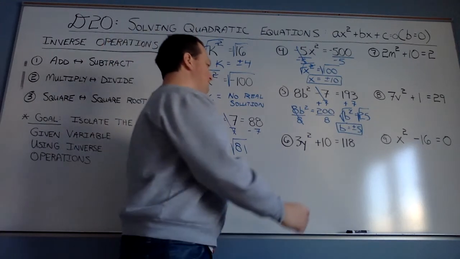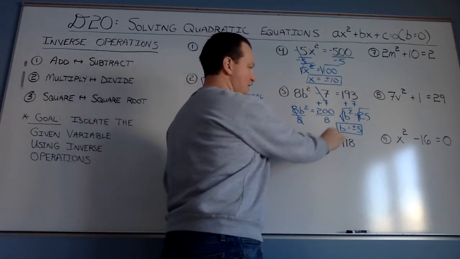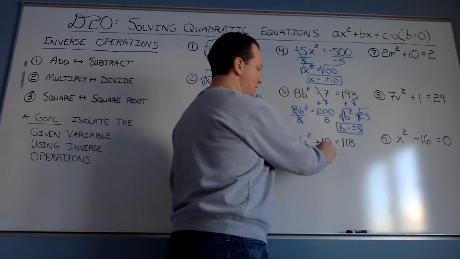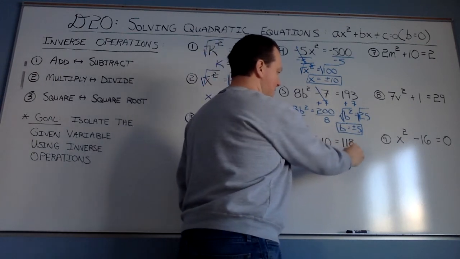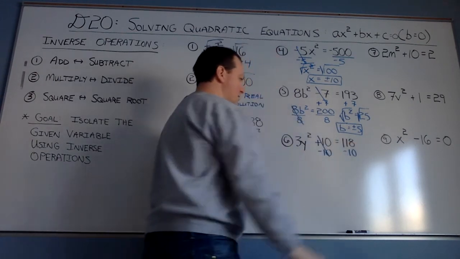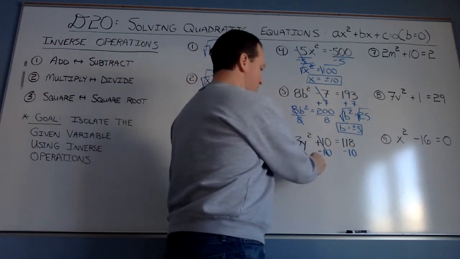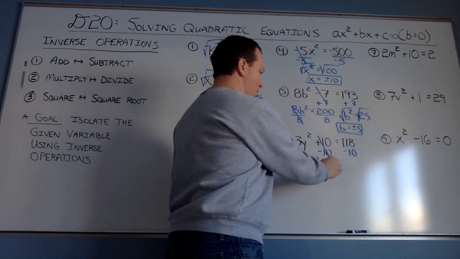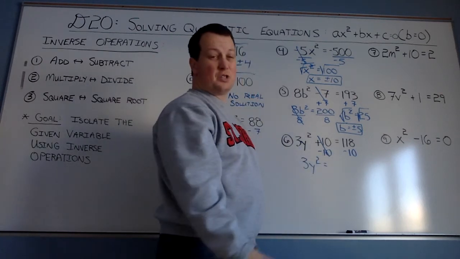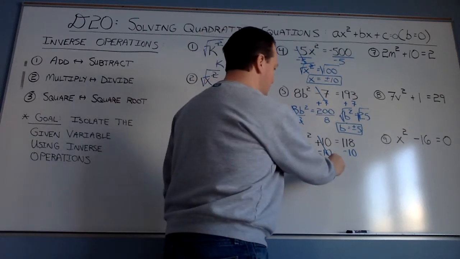We can do this. 3y squared plus 10 is 118. We'll subtract 10 to begin to get my 3y squared alone. So I've got 3y squared will equal 118 minus 10, which is a cool 108.